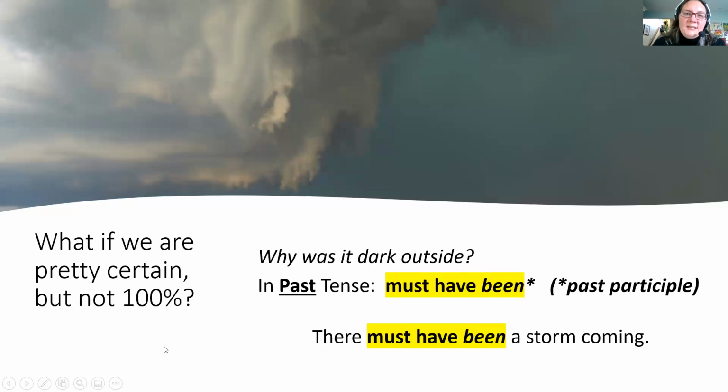How can we change this same idea to past tense? Well, we just need to change the verb slightly. Take a look. Why was it dark outside? Referring to the past, of course. And we would answer in the past tense with the modal must, and then we use have been. We use the perfect form. So there must have been a storm coming. Must have been.